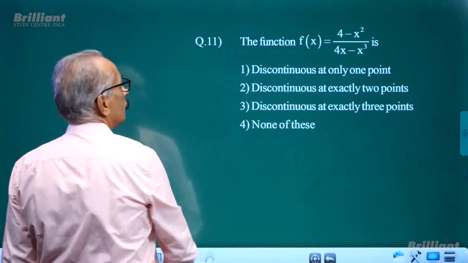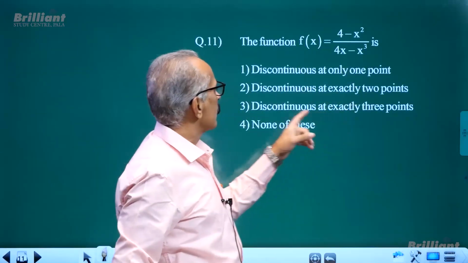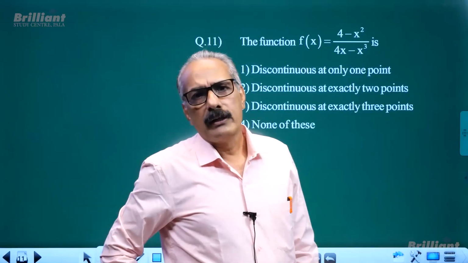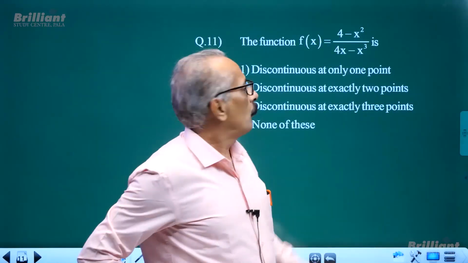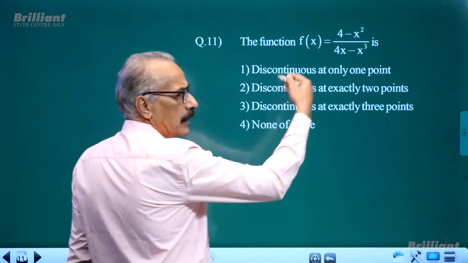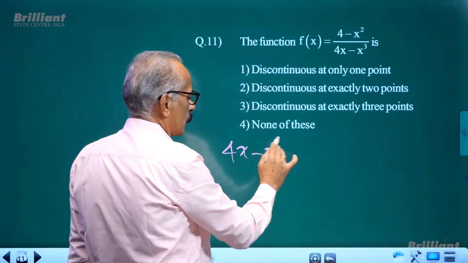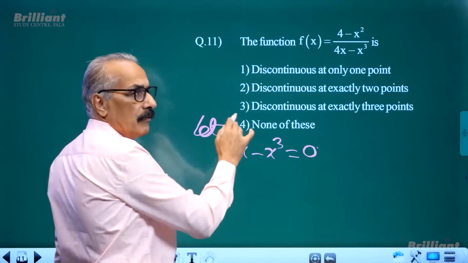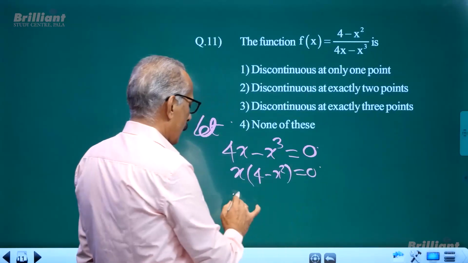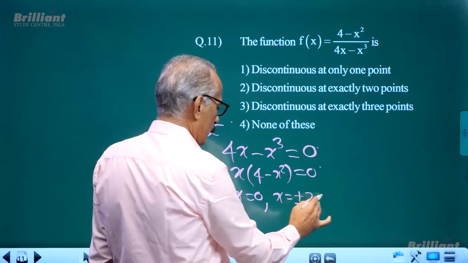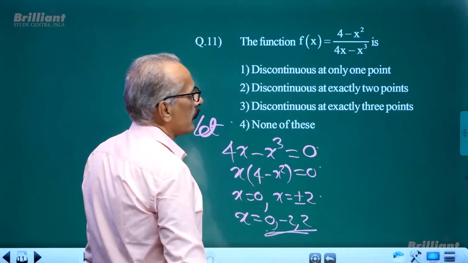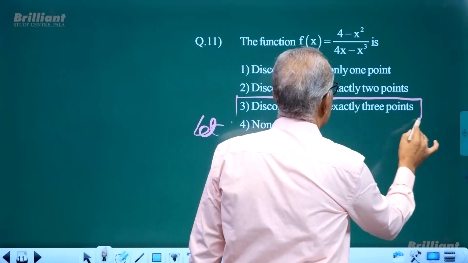Well, we move on to the next. The function f(x) is equal to this, discontinuous everywhere. So, how do you find out the points of discontinuity? That means you have to find out the domain. There is a denominator, and the denominator is not equal to 0, irrespective of your numerator. That is 4x minus x cube not equal to 0. We will avoid those points. That means x into 4 minus x square equal to 0, that is x is equal to 0, x is equal to plus or minus 2. Therefore, this function may have discontinuity at 0, minus 2, 2. How many points? 3 points. So, discontinuous at 3 points.